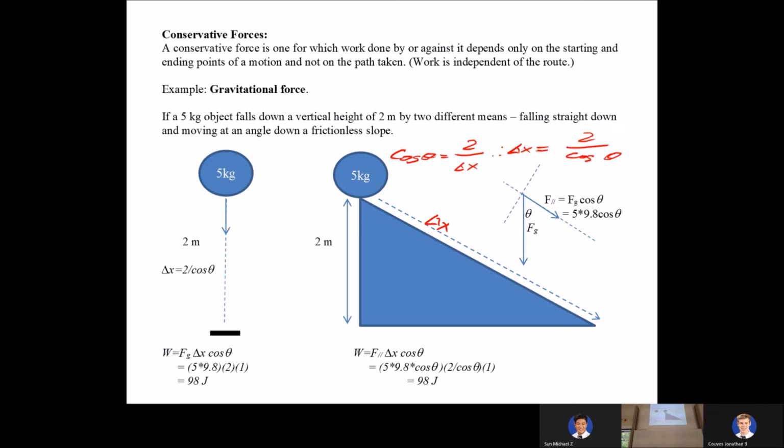So again, you'd have F parallel is Fg cos theta. So now what's the work going to be? The work to move it from there to there is going to be F parallel times delta x cos theta. Well, we've just worked out F parallel and delta x, both in terms of cos theta. Multiply them together, the cos thetas cancel out, and you're left with exactly the same as you got here, 98 joules. Doesn't matter what that angle is, if you roll it down a frictionless surface, then the work done either way is exactly the same.